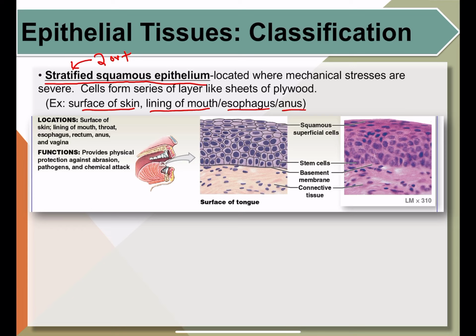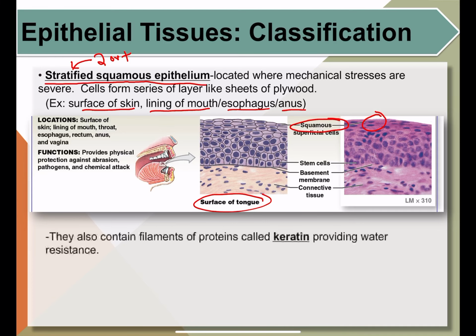This is a particular example on the surface of the tongue, and you will see the stratified squamous epithelium up here. There will be more obvious pictures in a bit. This one from the book is actually not that great, but I will show you other pictures that give you a better idea of what stratified squamous epithelium looks like.